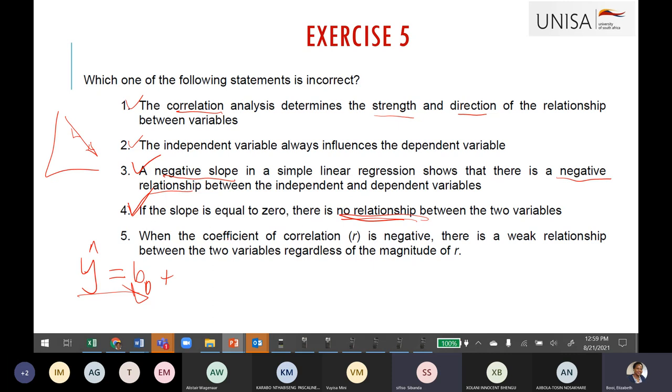Here it says the coefficient of correlation, when it's negative, means the relationship is weak, irrespective of the magnitude. So we know that it can be negative 0.90, but that does not mean that this is a weak relationship, but this is a negative strong relationship. It's not weak. So that is incorrect. And that's how you will look at the options as well.